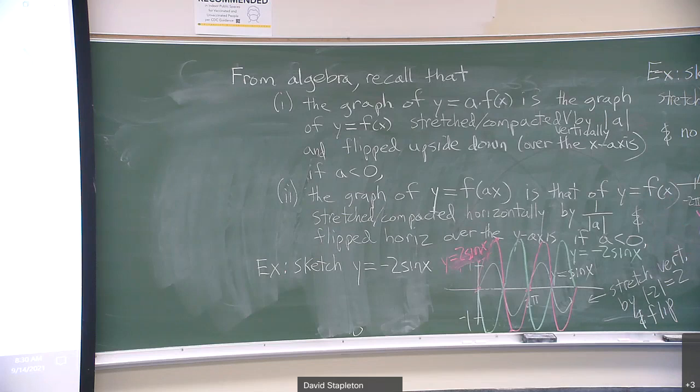Y equals sine 1/2 x is this one with twice the period. Repeats every 4 pi units instead of every 2 pi units. Still goes through 0, 0 because we stretched it around the y-axis.